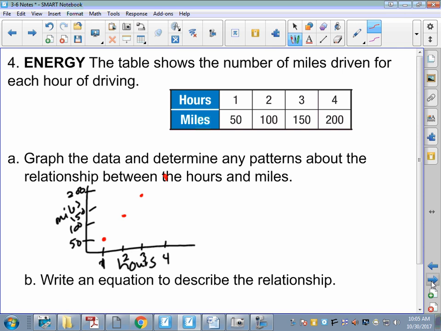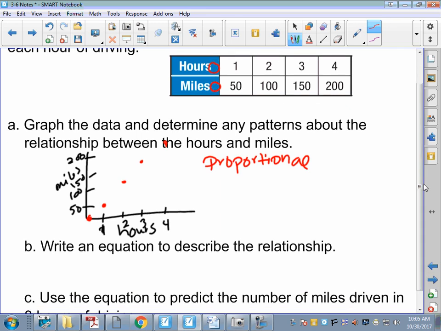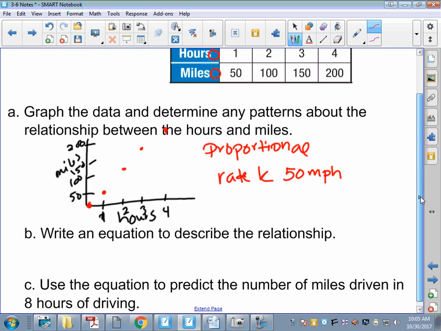So right now I see a linear relationship here, and I would say that if I drove 0 hours, I would have gone 0 miles. So it makes sense that this would go through the origin here. So this is proportional. And it looks like as the hours increase by 1, the miles increase by 50. So I have a rate, or my constant rate of change, is 50 miles per hour. Every hour, as my hours increase by 1, my miles increase by 50.